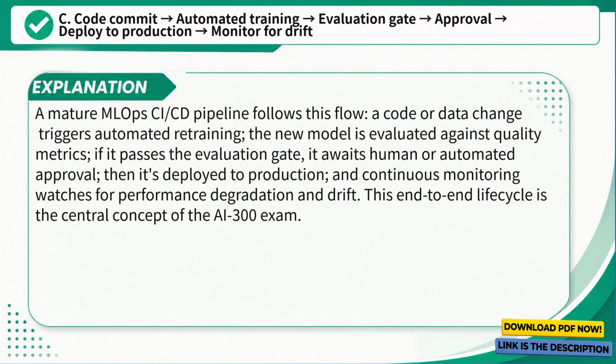A code or data change triggers automated retraining. The new model is evaluated against quality metrics. If it passes the evaluation gate, it awaits human or automated approval. Then it's deployed to production, and continuous monitoring watches for performance degradation and drift. This end-to-end lifecycle is the central concept of the AI-300 exam.